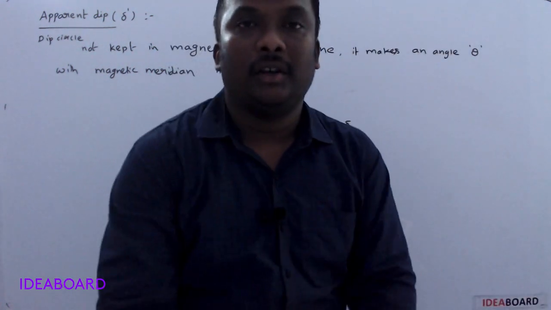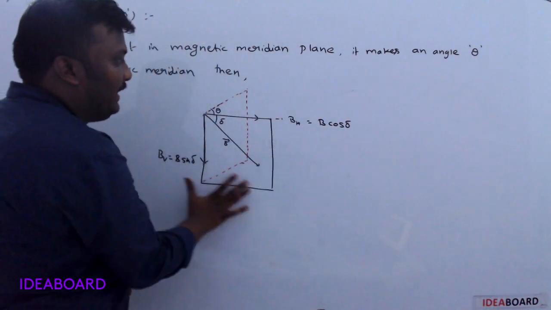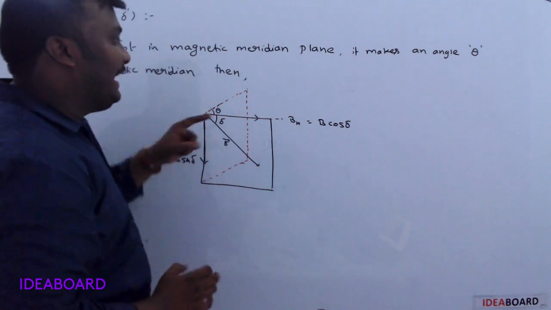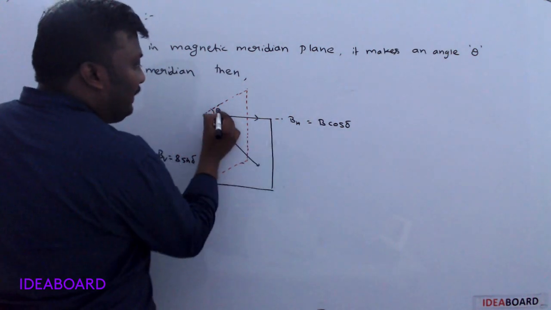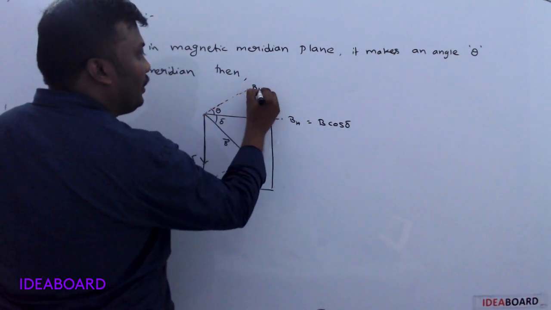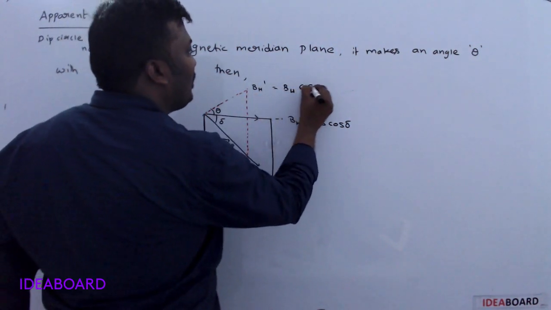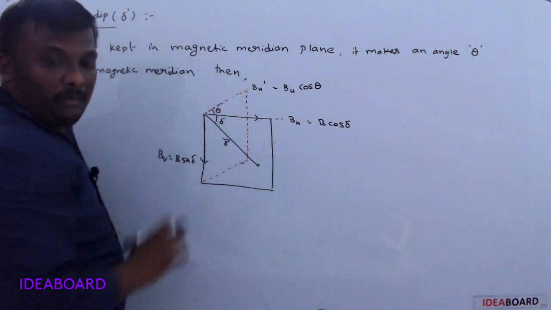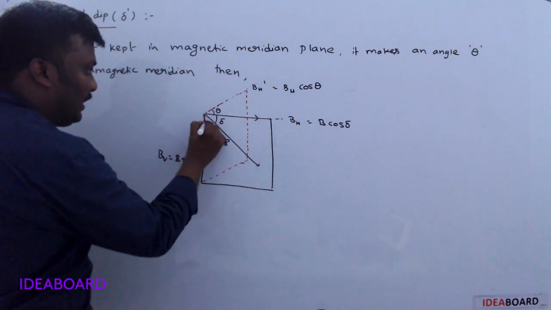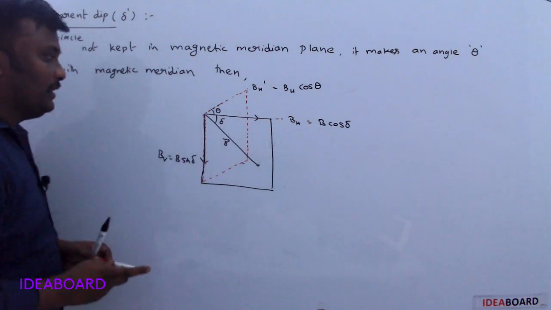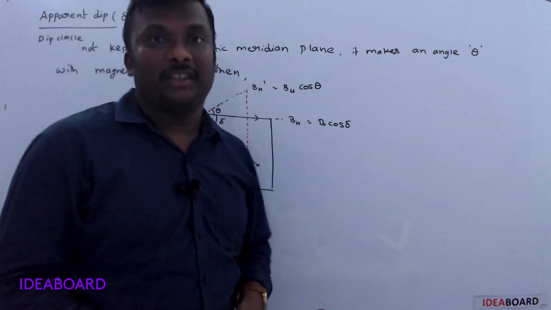If you open a book, it will open like this in the middle. Then one face is in the magnetic meridian and the new plane is making a certain angle theta. Now on this plane, BH makes a certain angle theta. That's why the new component BH dash becomes BH cos theta. But observe, this plane and the magnetic meridian both have the same value of BV. BV does not change. Only BH changes.